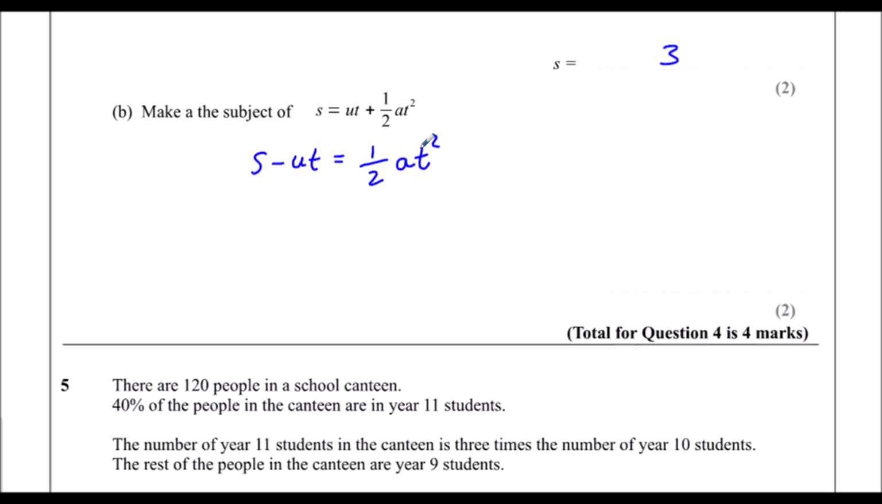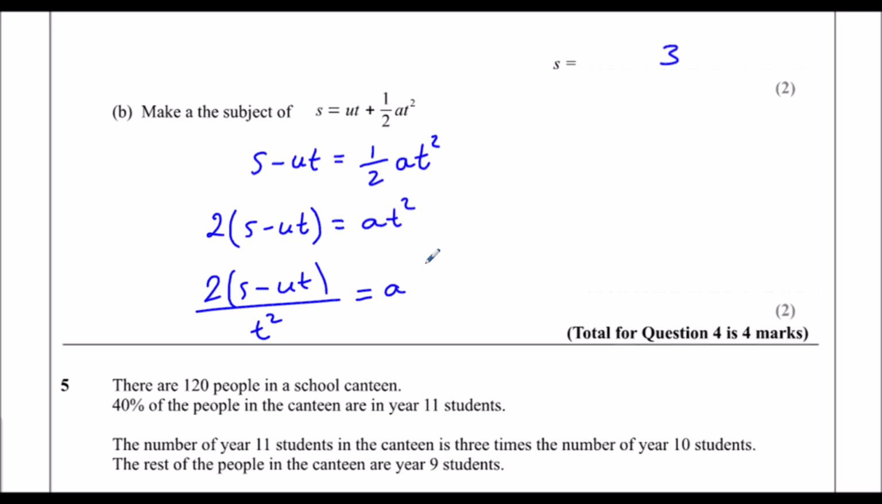I'm going to get rid of the half next. So to get rid of the half, I'm going to double both sides. So multiply both sides by 2. So I'm going to have 2 times all of the left side. So 2 times all of s minus ut is equal to at squared. And to get a by itself, at the moment it's multiplied by t squared. To get rid of a times, we do the opposite of timesing, we divide. So divide both sides by t squared. And a is by itself. a is the subject of the formula.